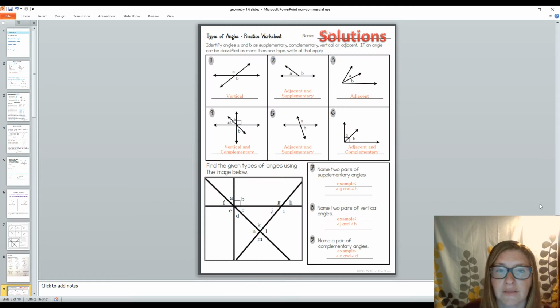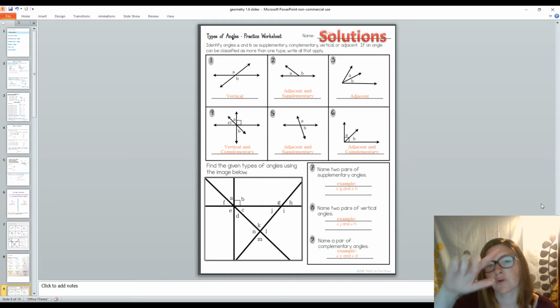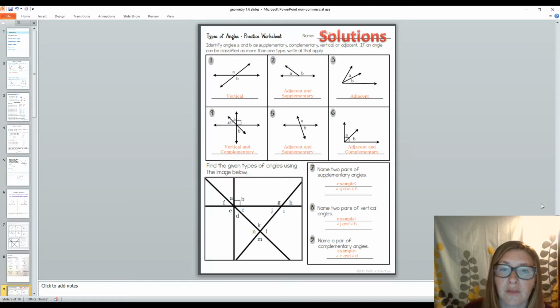All right, here are the solutions. So for number 1, we have vertical angles because they're across from one another. Number 2, adjacent and supplementary. Now, here, the only reason I'm writing these terms is because that's what's asked of in the worksheet. The better term for number 2, which I would put a star on, I would call this a linear pair. So whenever I can say it's adjacent and supplementary, that means I can call it linear.